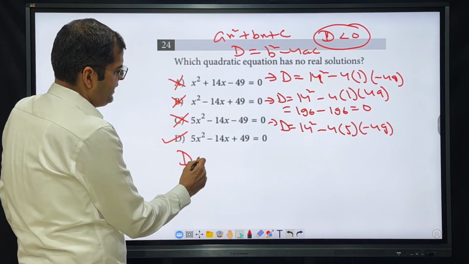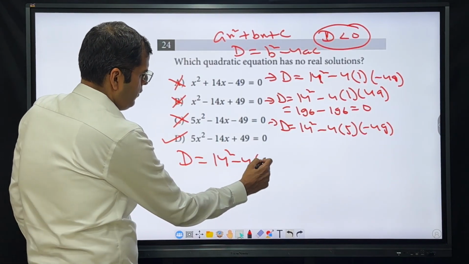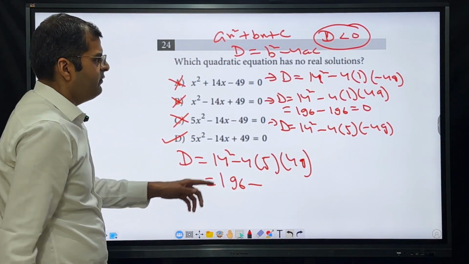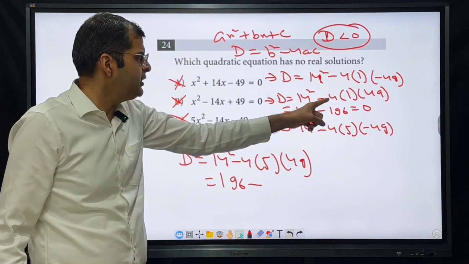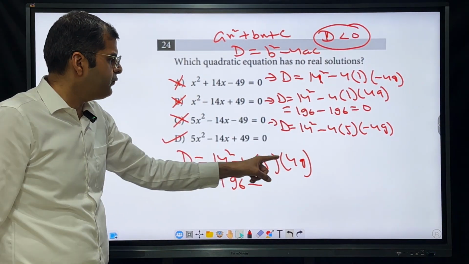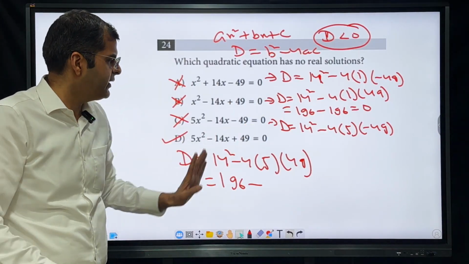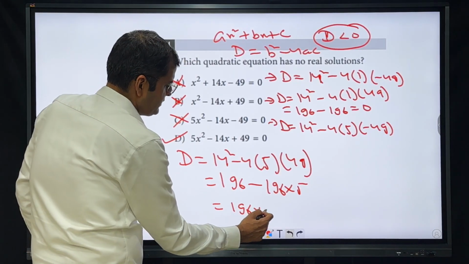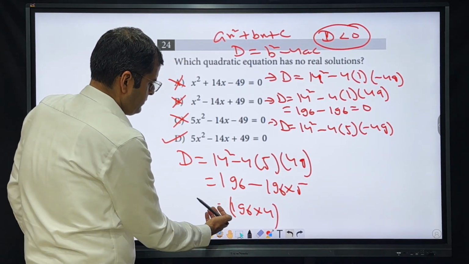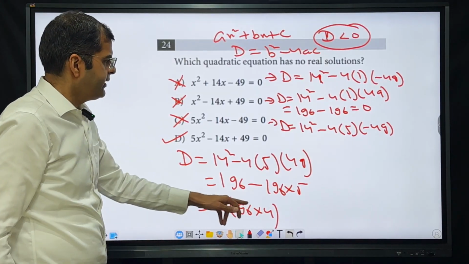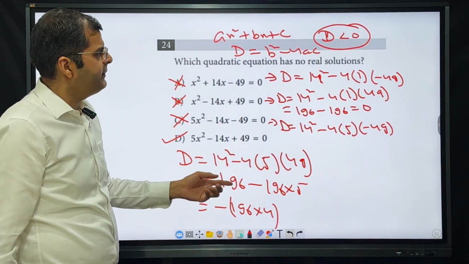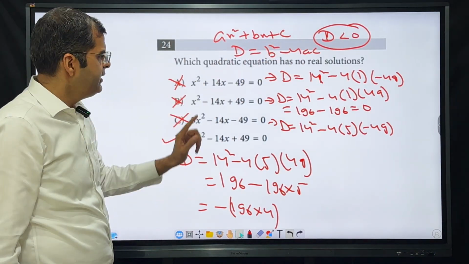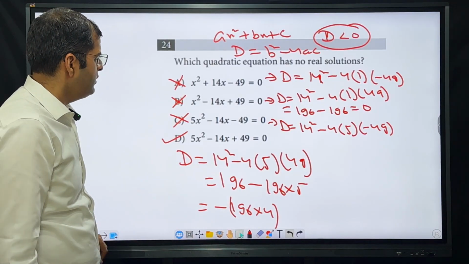But for completeness, if I find D here, that will be b square minus 4 into a into c. So 14 square is 196. Now we have seen that 49 into 4 into 1 is 196. So 49 into 4 into 5 will be 5 times 196. This becomes actually 196 into 4 negative of that. Okay, so it is a negative number. We don't even need to calculate it. We just wanted to know whether this is negative or positive. If it is negative, this is the answer, because then it has no real solutions.